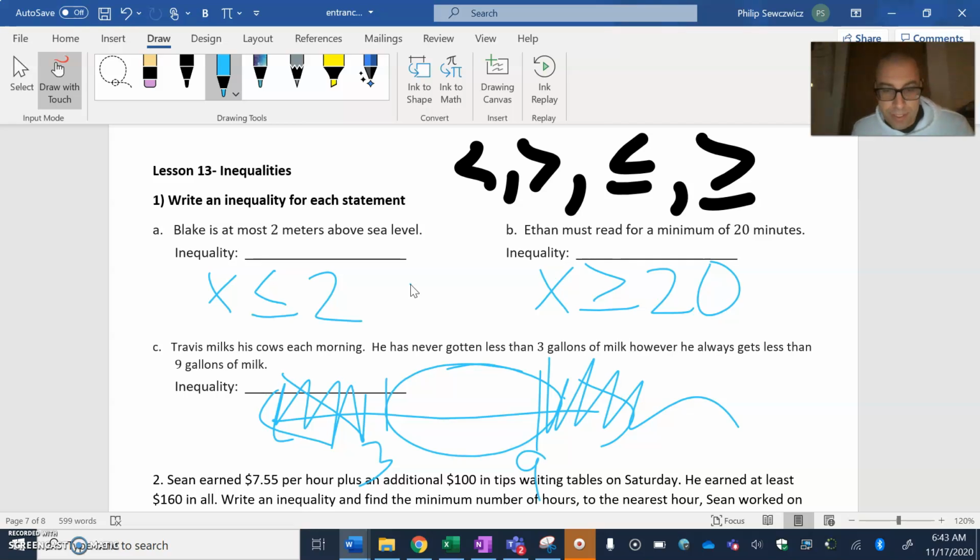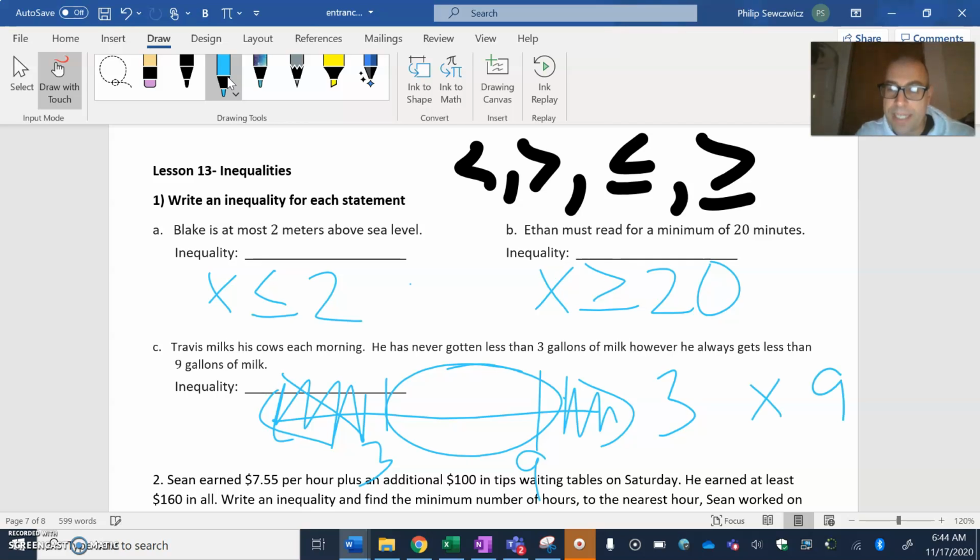Because we've got them in order from least to greatest, when I write out my inequality, I'll also put them in order from least to greatest. So I'm going to put the 3, we're going to put the X in the middle, and we're going to put the 9 at the end.